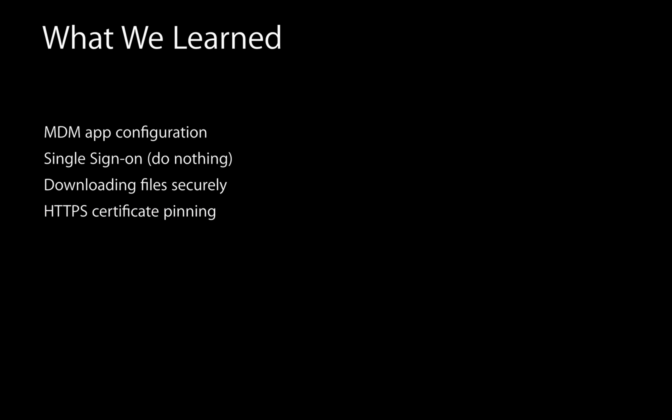We also learned that single sign-on is also awesome, because you don't have to do anything, and it works. All you have to do is use HTTP or HTTPS, and if your admin has configured single sign-on on the device, then it will just work, or you will get an auth failure. We learned how to download files securely using NSURLSession data task and setting the correct protection level at different parts of the download, as well as excluding from backup. And, of course, we saw how to pin our HTTPS certificates. So that's our first app.